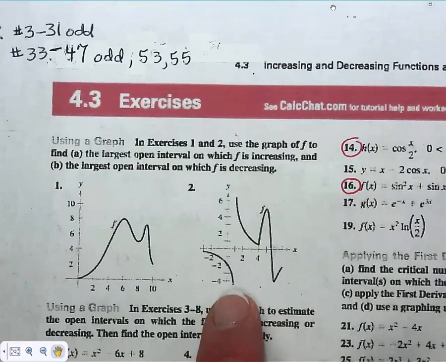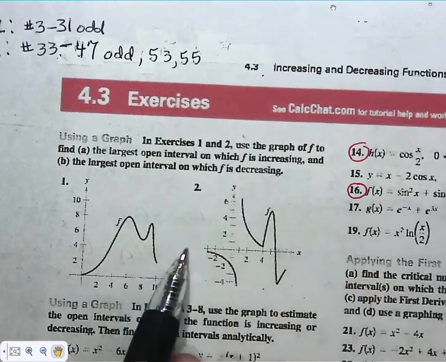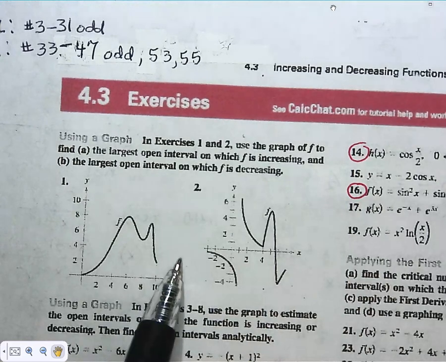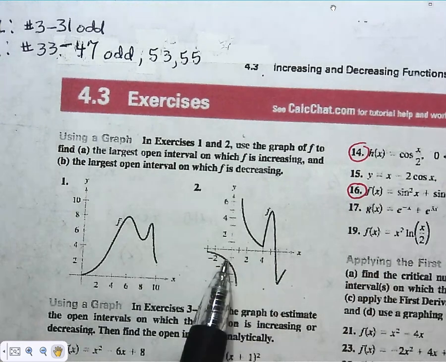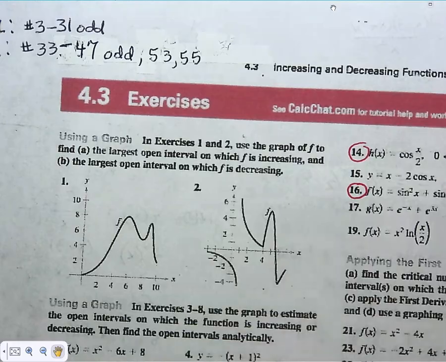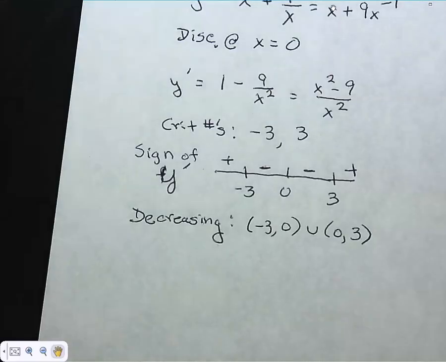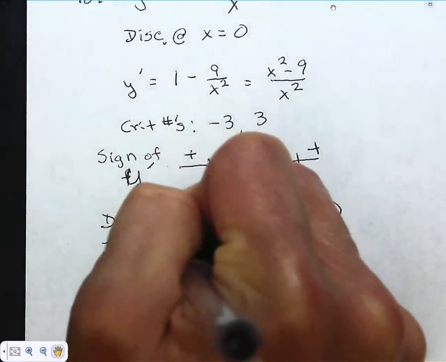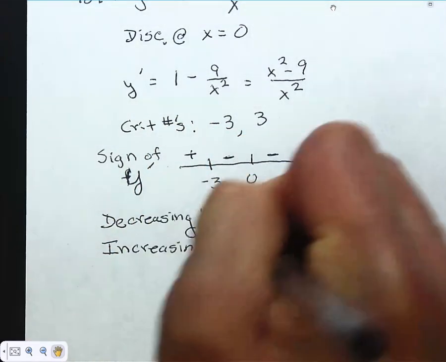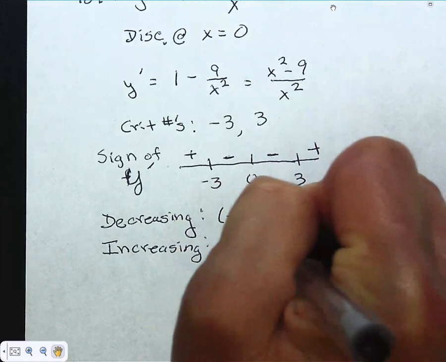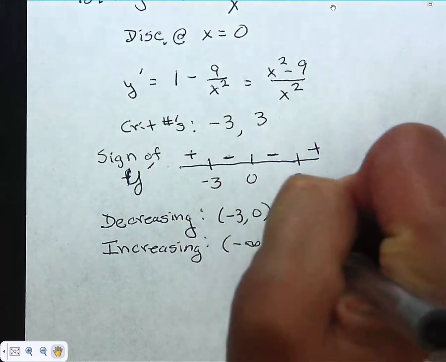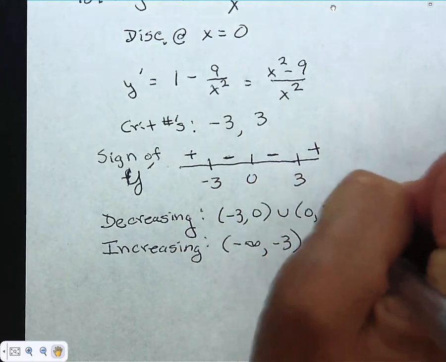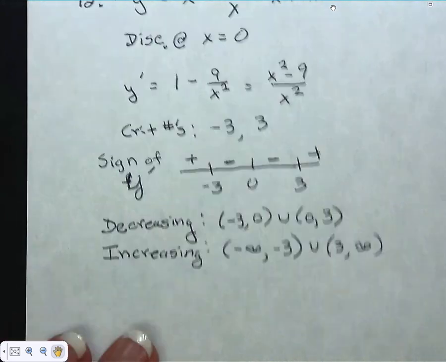For the very same reason that in this number 2, I didn't want to say it's decreasing from -infinity up to 4 if it's not even defined at 1. And the increasing intervals would be what? -infinity up to -3, and then 3 to infinity. Good.